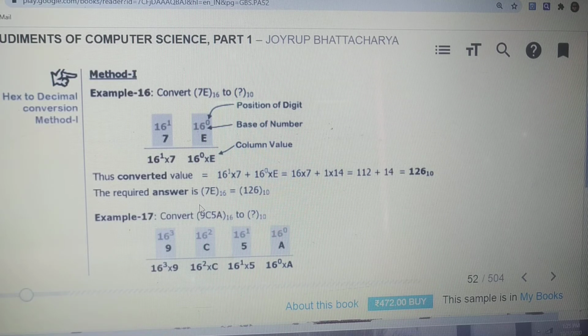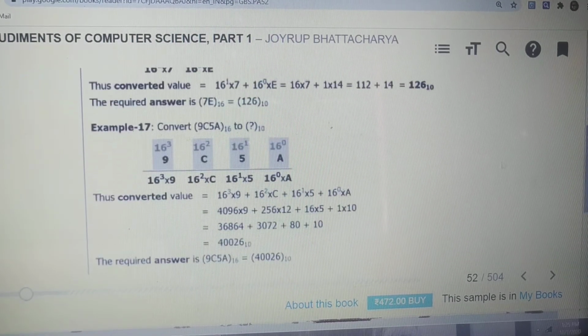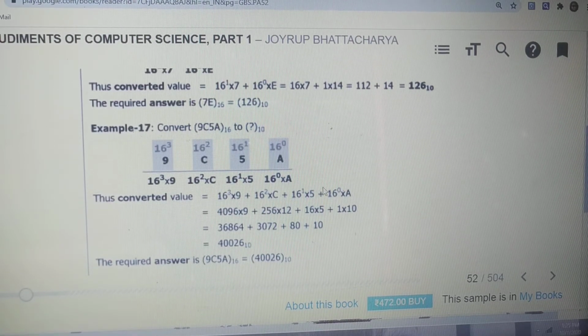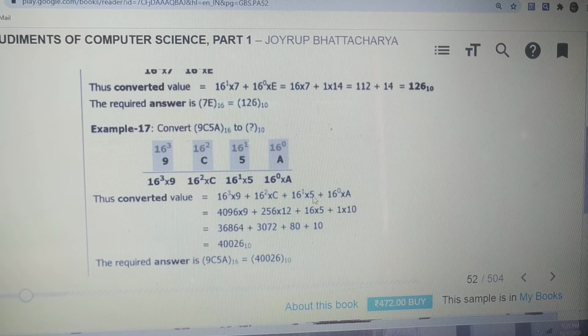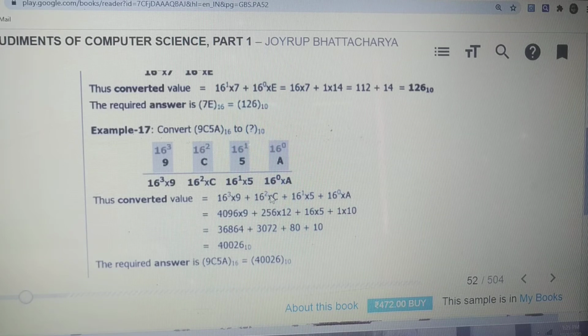So 16 to the power 0 means 1. So 1 into A value, and A value means 10. So 1 into 10. Next, 16 to the power 1 into 5 means 16 into 5, that is 80. Now it is 16 to the power 2 into C.